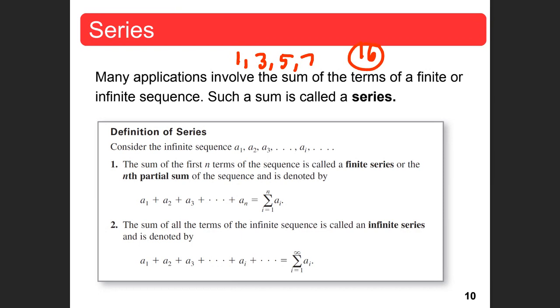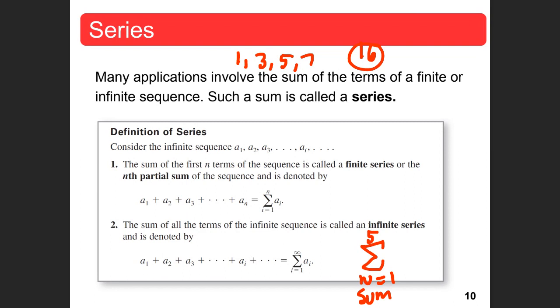But this symbol right here means the sum. So anytime you see this symbol here, it means sum. And it usually looks like this. It usually will start like this: n equals 1 to 5. So what this is saying is you start at 1, you stop at 5.